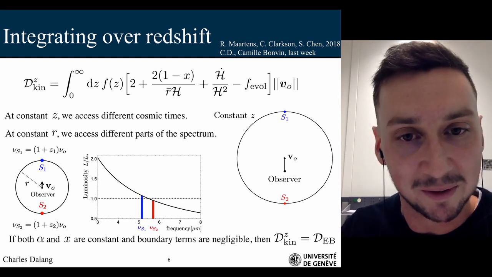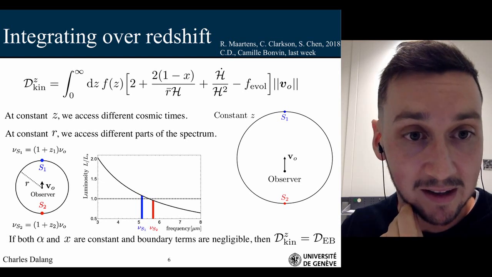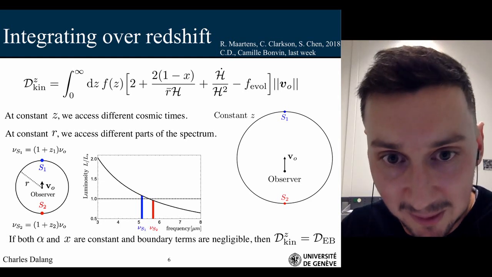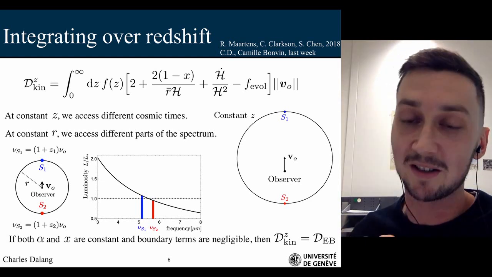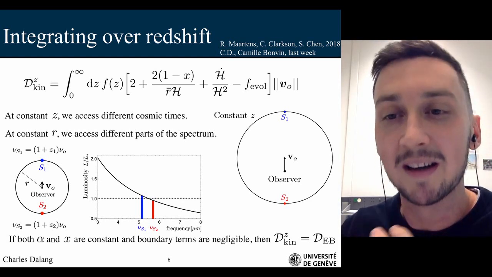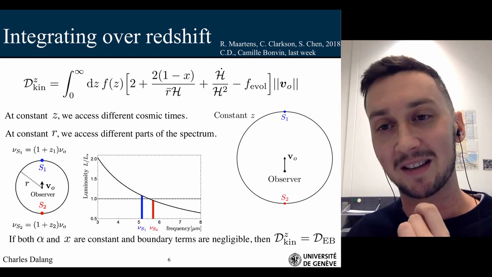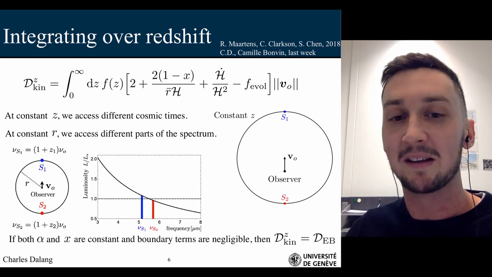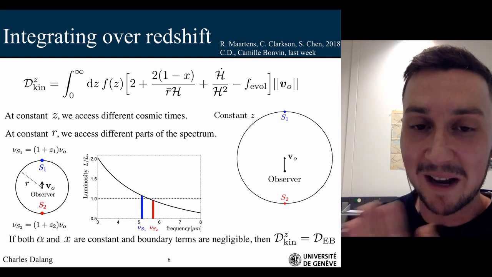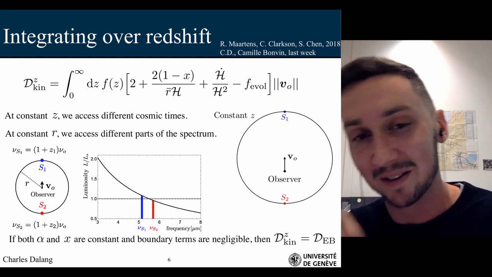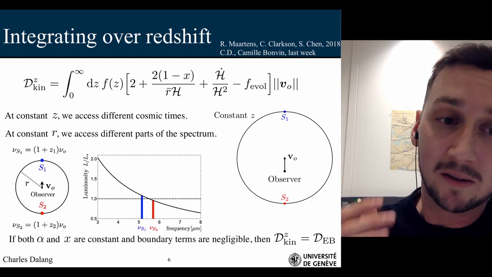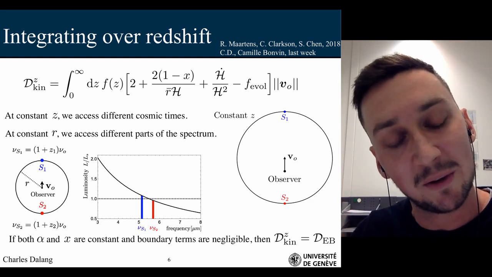And here I have two different plots to explain a bit this difference. At constant redshift, what you do is that you access different cosmic times. Here on the right, I plot the observer, and you have a line of constant redshift. And since you're moving in this direction, if you observe at fixed redshift, the source at S1 is a bit further away than the source at S2. And so it's at different points in the history of the universe. And so at one point it might be more negative, at one point it might be more positive, this F evol. And so, depending on if you have sources at low redshift or higher redshift, this F evol might play an important role.